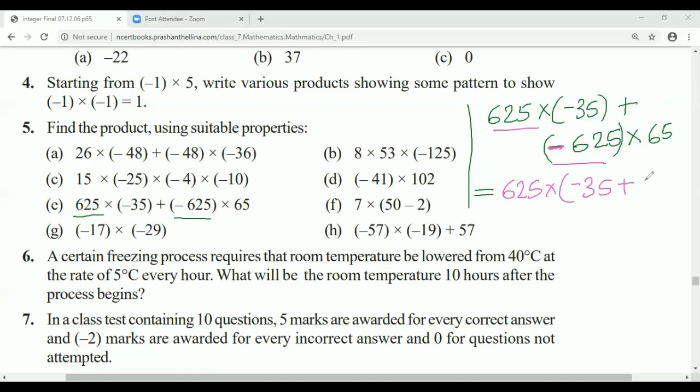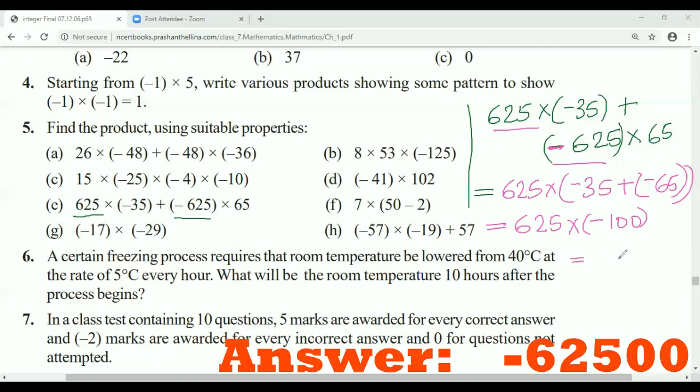So I am putting that as negative number, negative 65. So negative 35 into negative 35 plus negative 65. So I can write this as 35 into negative 35 plus negative 65. The answer will become negative 100. Both are negative, so the sum also will be negative. And you can simply multiply these two and write the answer.